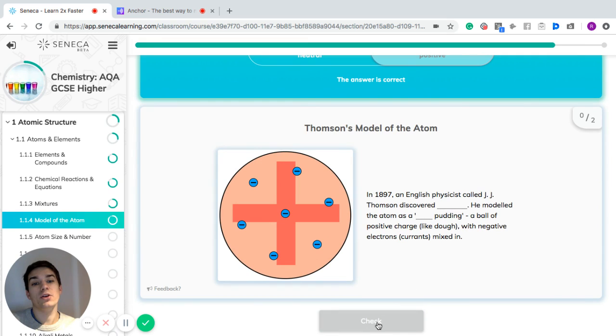And just to recap that, J.J. Thompson discovered protons, and he modelled the atom as a plum pudding.